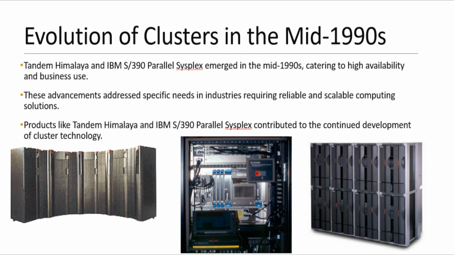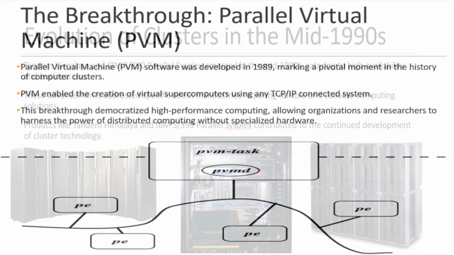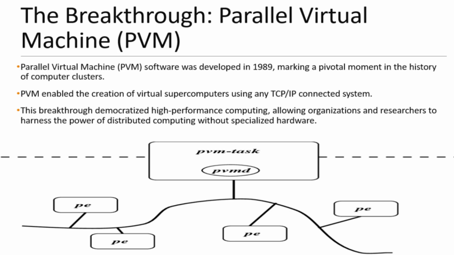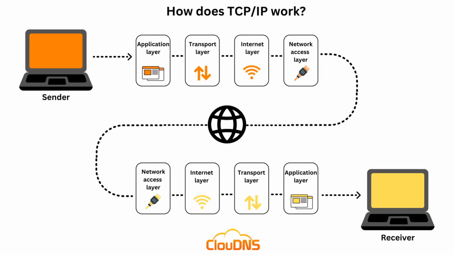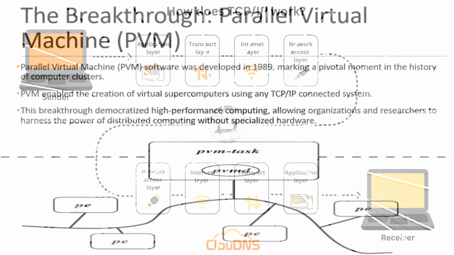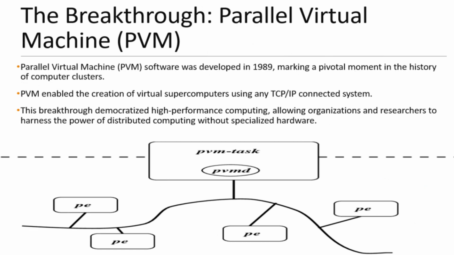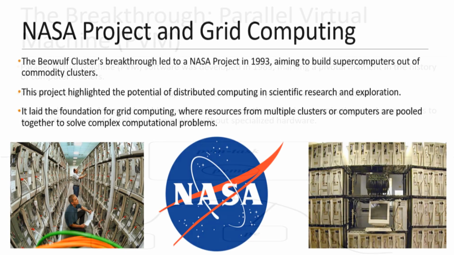However, a pivotal moment in the history of computer clusters came in 1989 with the development of parallel virtual machine (PVM) software. PVM was an open source software based on TCP/IP communications, and it enabled the creation of virtual supercomputers using any TCP/IP connected systems. Now I must say that was huge because that breakthrough actually led to a NASA project in 1993 to build supercomputers out of commodity clusters.